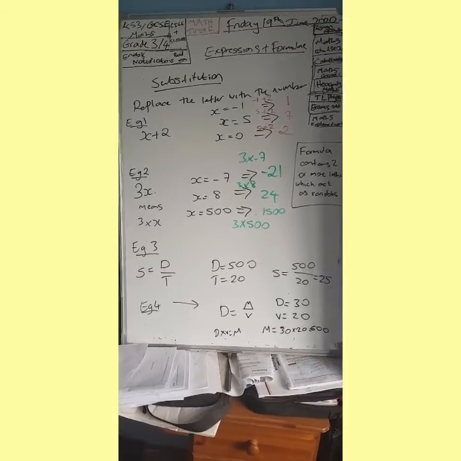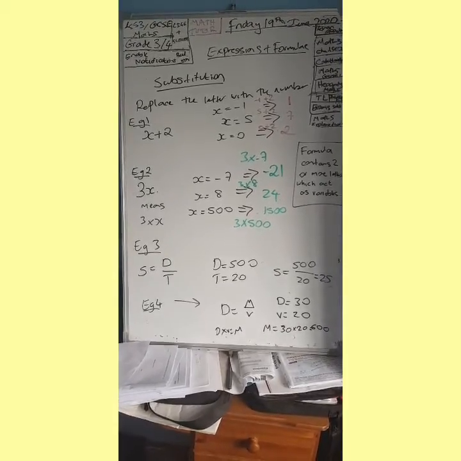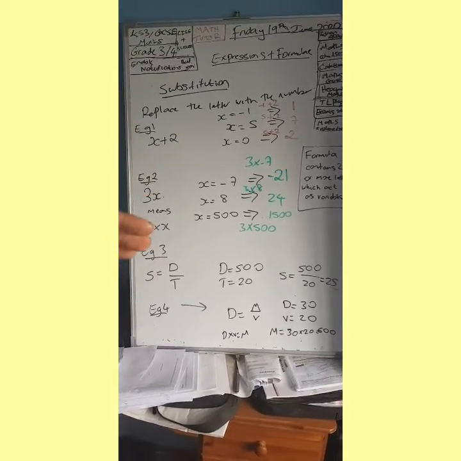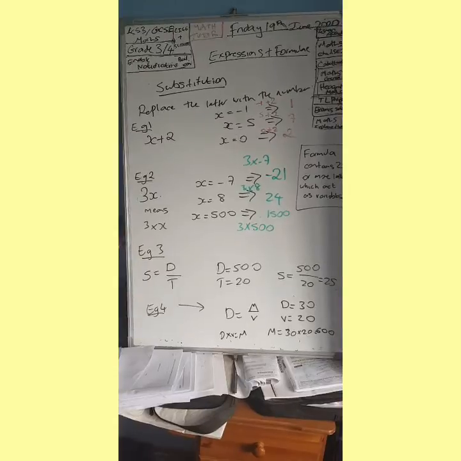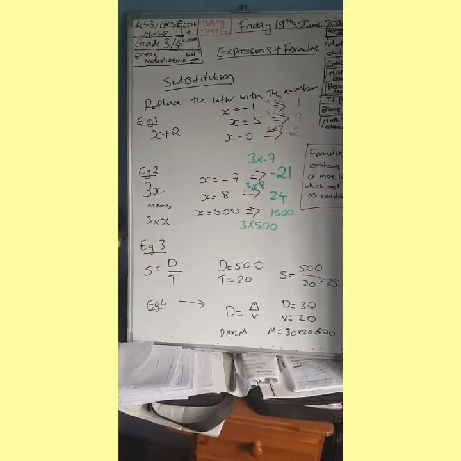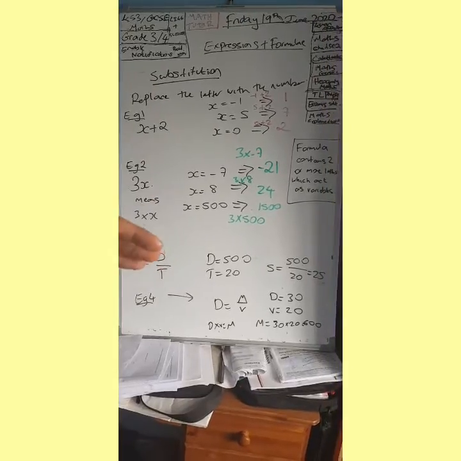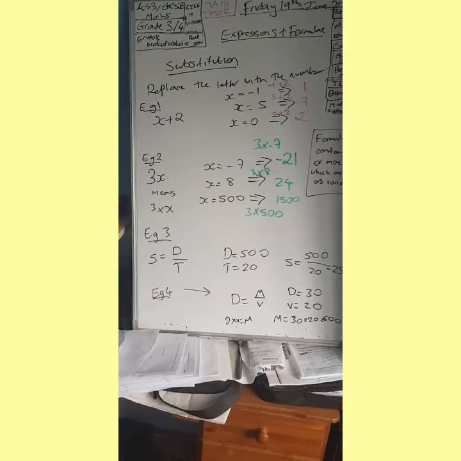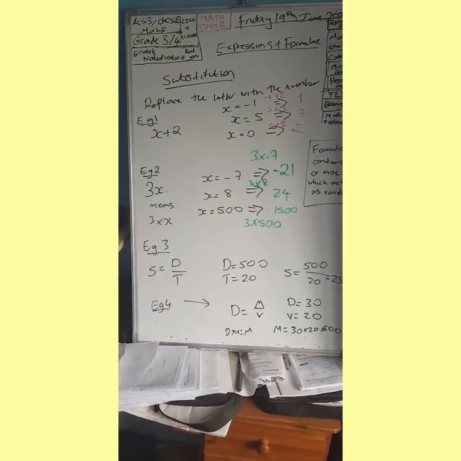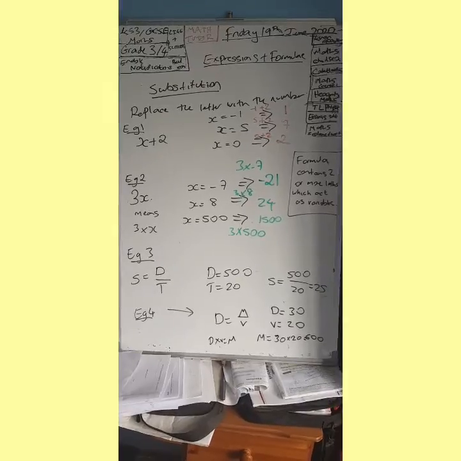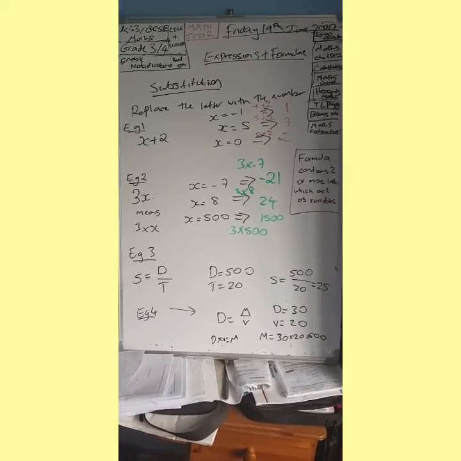Technically, S cannot be negative because we cannot have negative speed. But we'll just say for argument's sake that S, D, and T can take any values that I want, just for the context of this lesson.